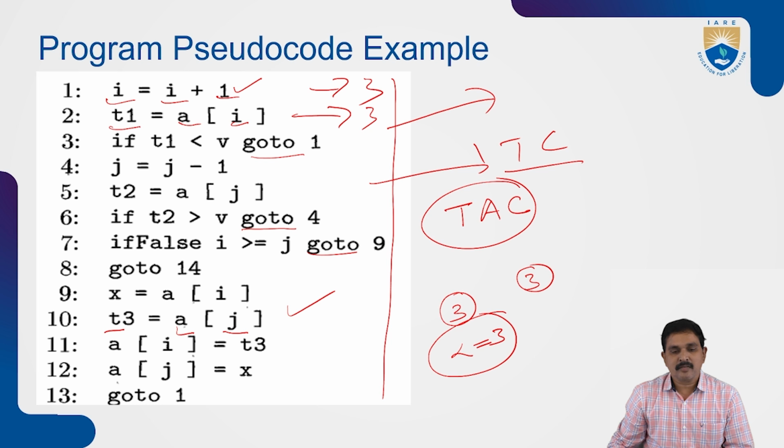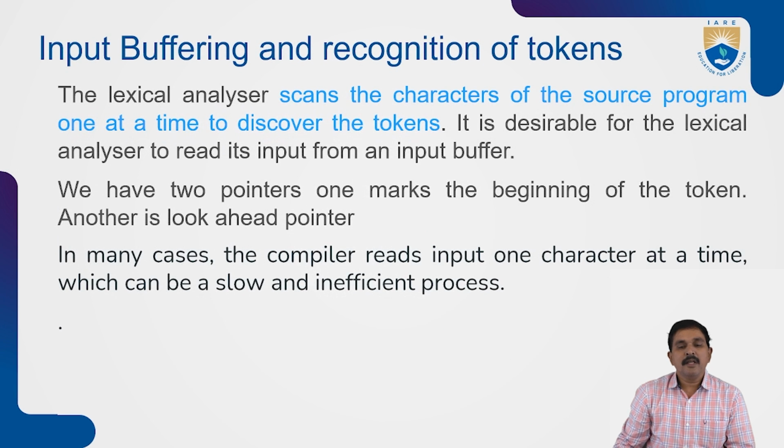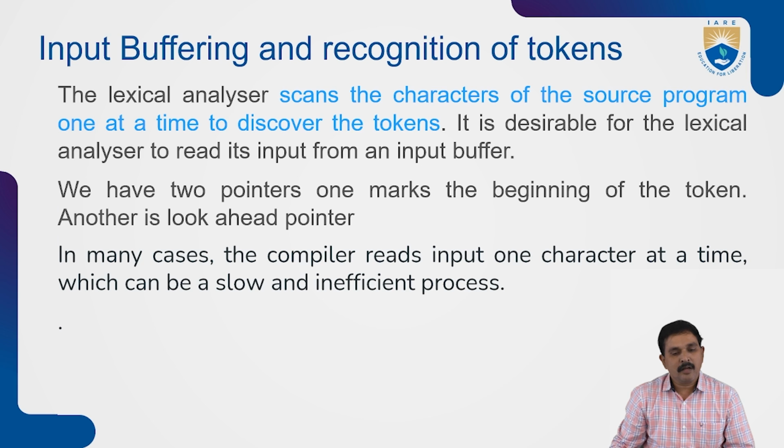So what is the idea of the three address instructions? Now we come to a very important part of today's class: input buffering and recognition of tokens. Your common doubt is how the lexical analyzer converts the source language into tokens. In the source language, we are only able to identify separate characters. You have an idea that printf is a separate statement because you know the language, but initially the compiler doesn't know which are keywords and which are identifiers.